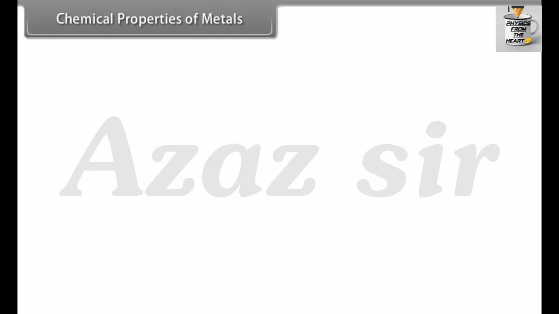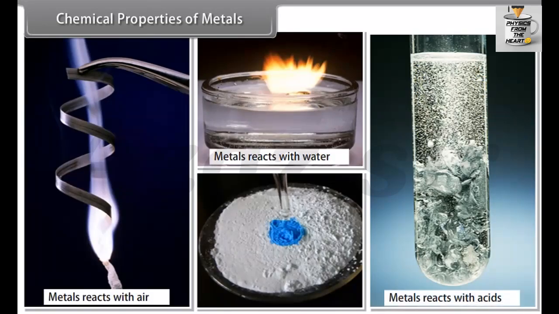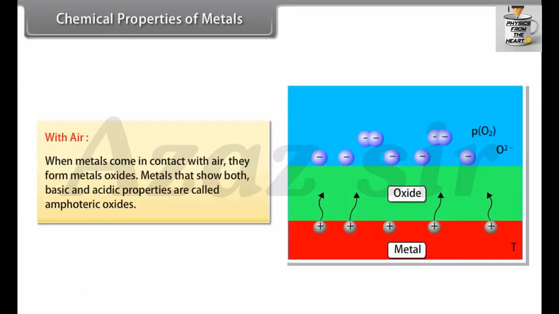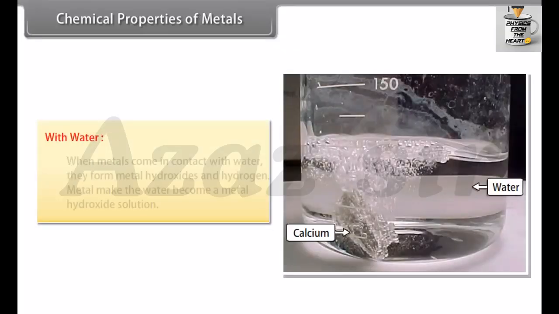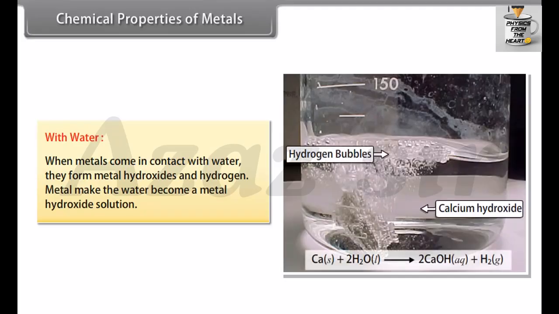Chemical properties of metals. Let us look at some chemical properties of metals. These properties include reactions of metals with other elements, that is, air, water, acids, and other metal salts. With air. When metals come in contact with air, they form metal oxides. There are some metals that show both basic and acidic properties. Such metals are called amphoteric oxides. With water. When metals come in contact with water, they form metal hydroxides and hydrogen. Metals make the water become a metal hydroxide solution.